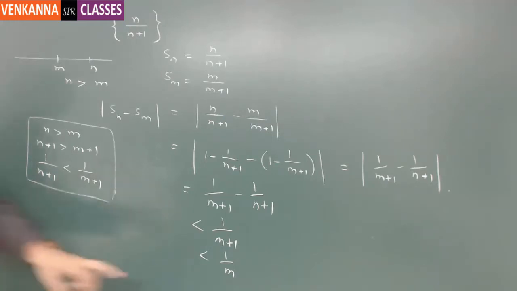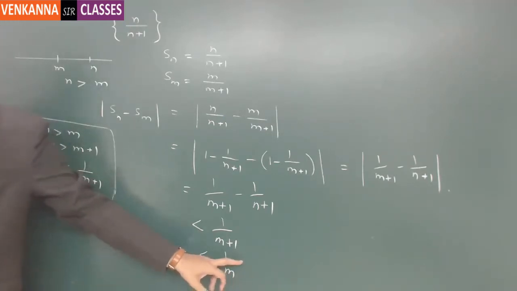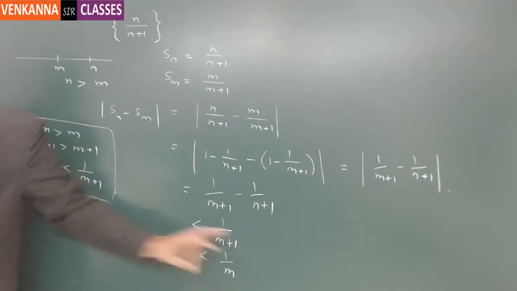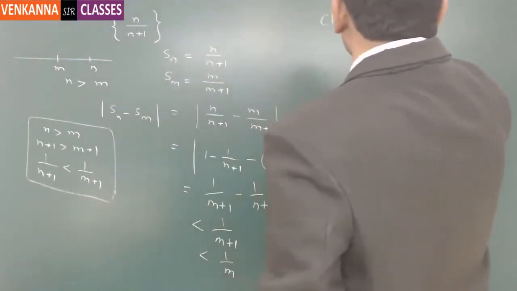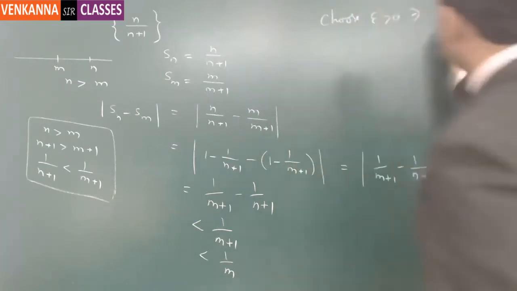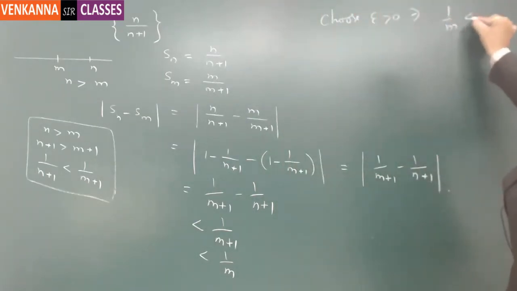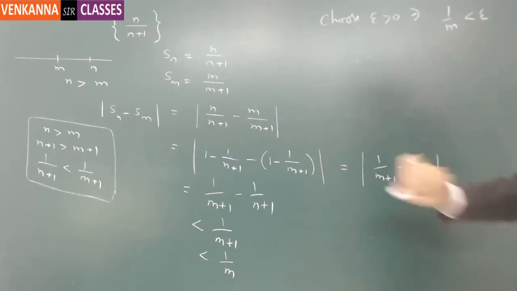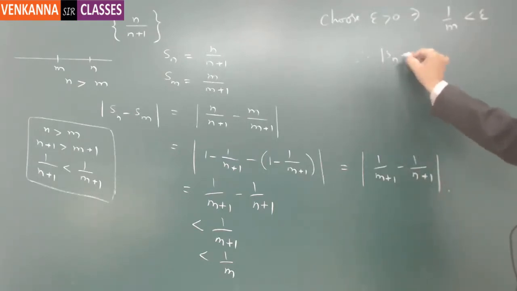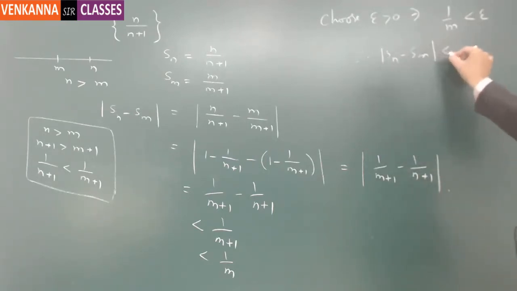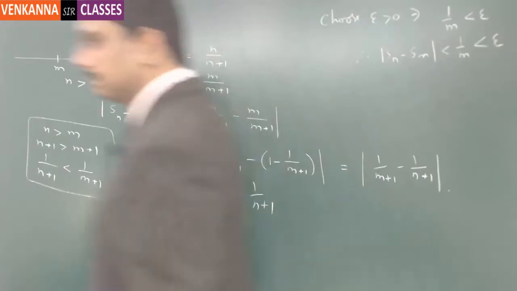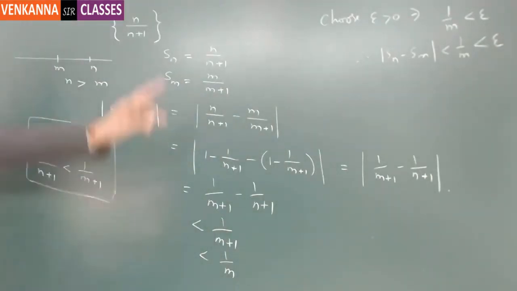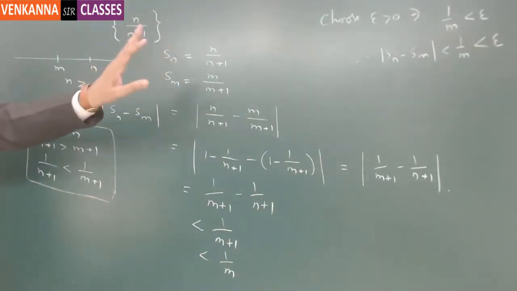So at this position I choose epsilon, such that 1 by m is less than epsilon. So what happens? Mod Sn minus Sm is less than 1 by m. This you know, and we have chosen epsilon like this. So Sn minus Sm is less than epsilon holds.